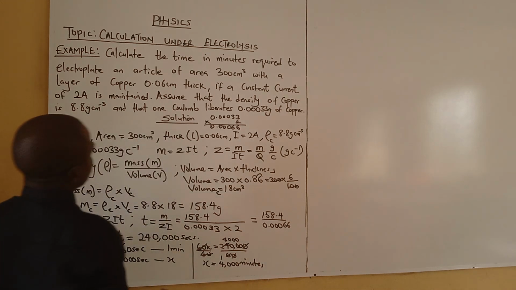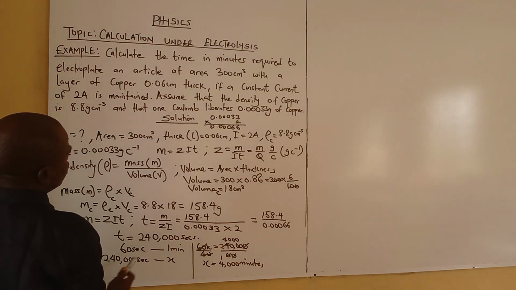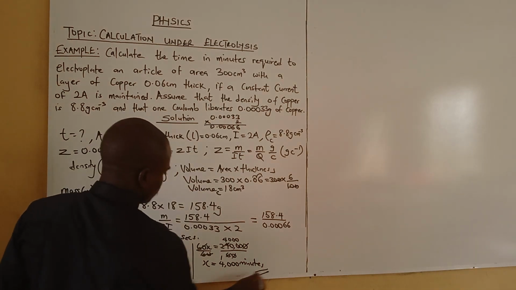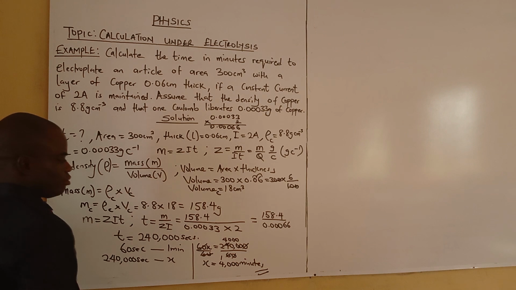Okay, the time in minutes required to electroplate an article of area 300 centimeter squared is this value of the time. This is the time it takes to electroplate it.